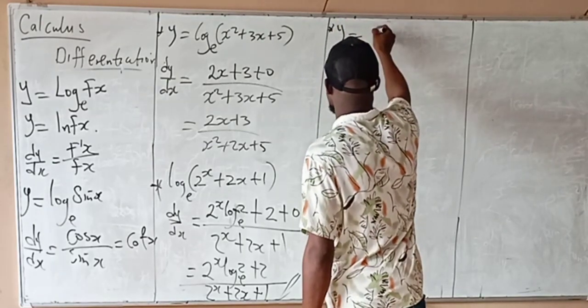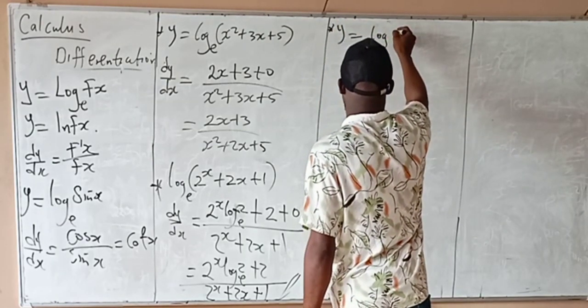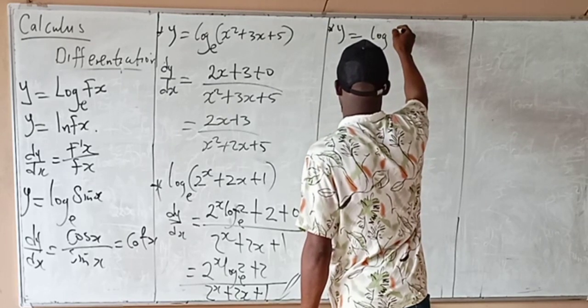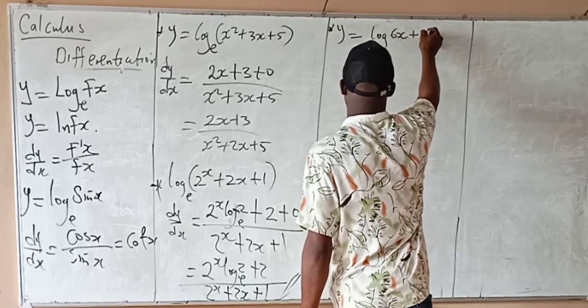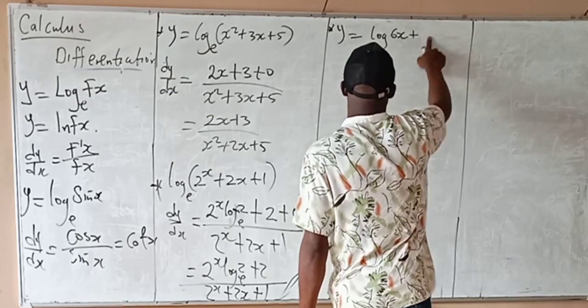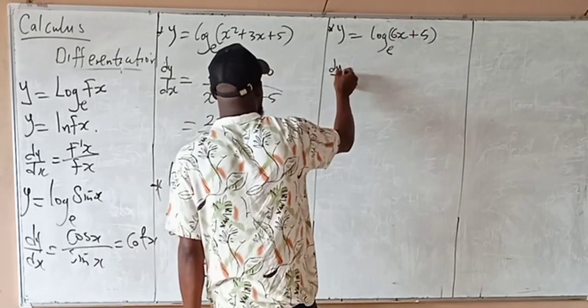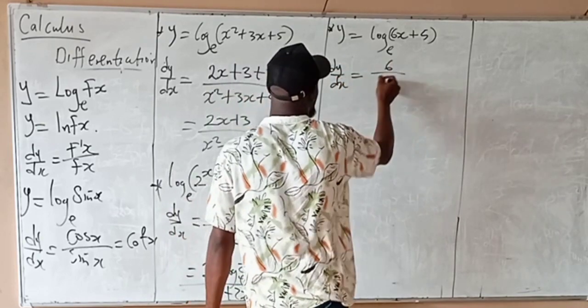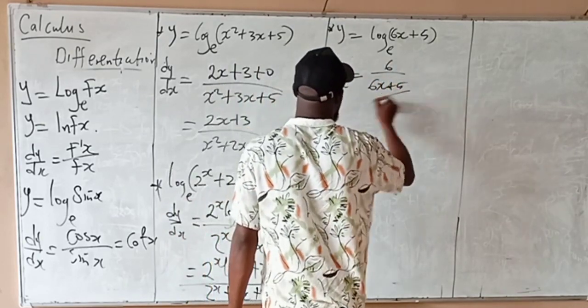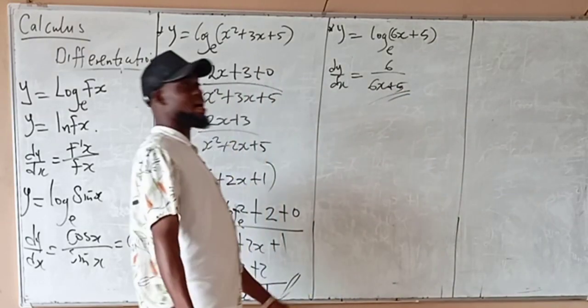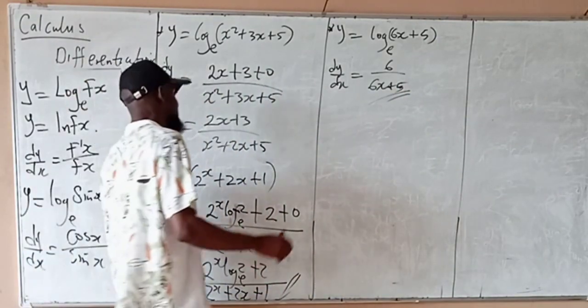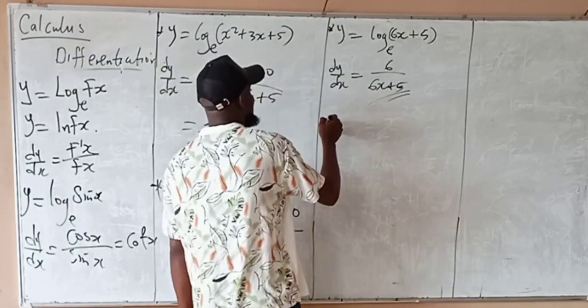If y is equals to log of 6x plus 5. Let me say 6x plus 5. Class, what becomes the log of this? It will become 6 over 6x plus 5. That will become the answer. Try and do that yourself. It's very, very important.